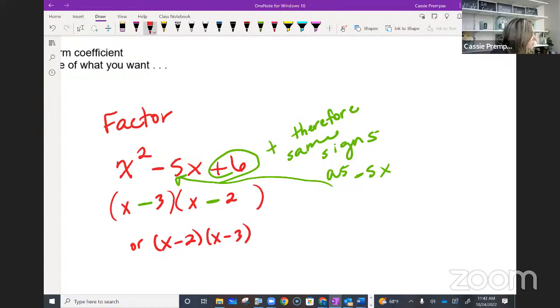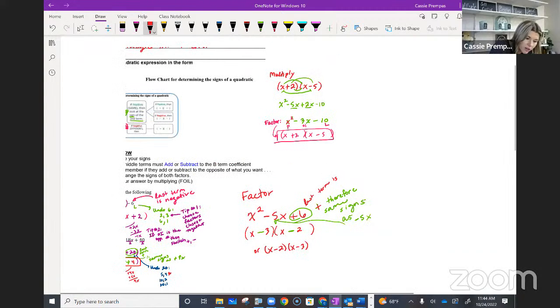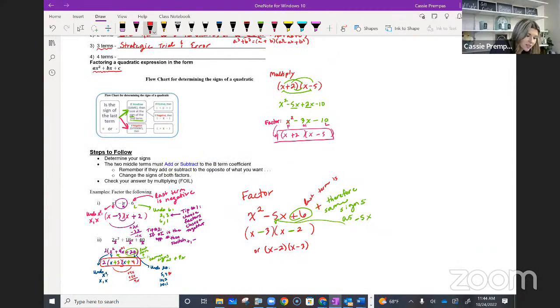How did you know that? Good question. So since the last term, this is the last term, is positive, in the flow chart, I'm going to go to the positive, and it says you're going to have the same signs as the second term. So since the second term is negative, it's going to be the same signs as the negative. Great question. Awesome. All right, let's try another one.